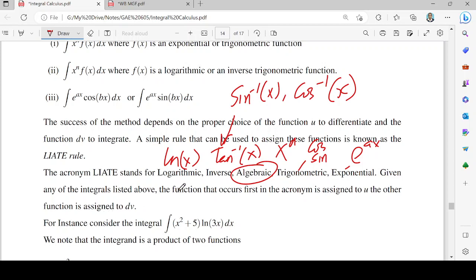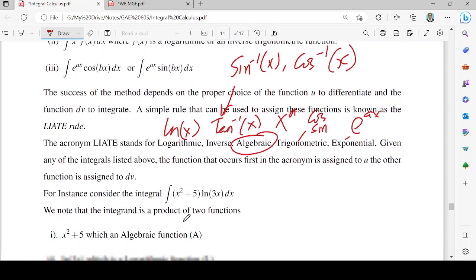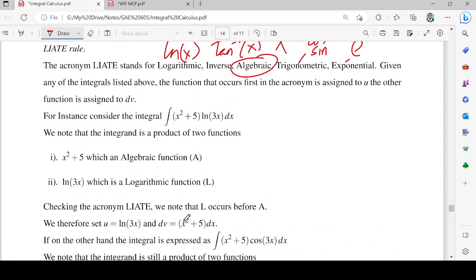So for example, if you have an integral like the integral of x squared plus 5 times logarithm of 3x, so we see that here we have two functions. This is a product of two functions, x squared plus 5 and logarithm of 3x. Now, x squared plus 5 is an algebraic function, while the other one is a logarithmic function. So we have algebraic, which is x squared plus 5, and then logarithmic, which is logarithm of 3x.